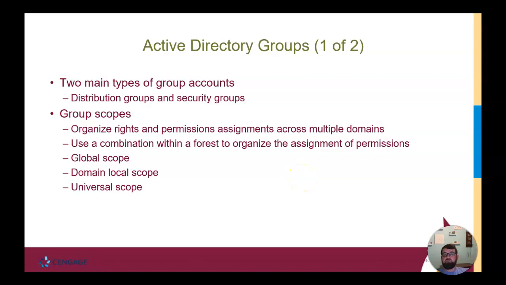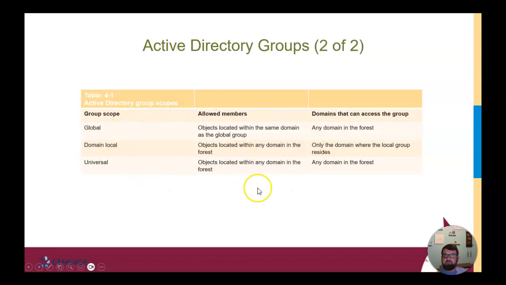So groups, there are two main types of AD groups. There's distribution groups and security groups. The group scope is also something that you define when you create a group, or you can change it later. This organizes the rights and permissions assigned across multiple domains. Use a combination within a forest to organize the assignment of permissions. So there's the global scope, the domain local scope, and the universal scope. And then this table here shows us what some of the differences are.